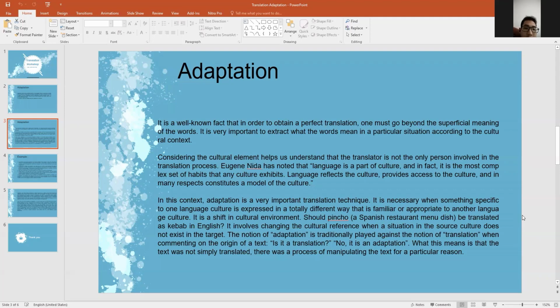The notion of adaptation is traditionally played against the notion of translation when commenting on the origin of a text. It is a translation. No, it is an adaptation. What this means is that the text was not simply translated. There was a process of manipulation of the text for a particular reason.